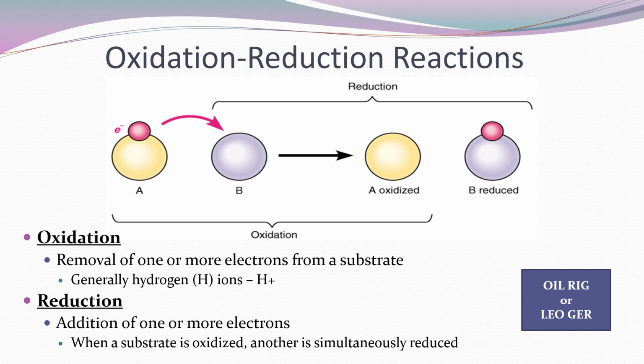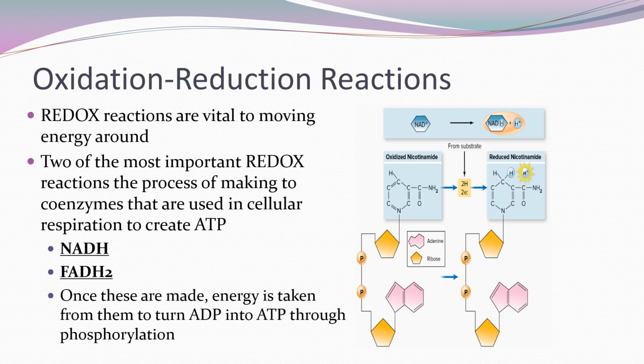It's the same time. So as molecule A gives up its electron to molecule B, molecule B is going to gain energy in the form of that electron. We'll talk about what that means here in a bit. By getting that electron, it is gaining energy. Redox reactions are going to be pivotal in moving energy around.